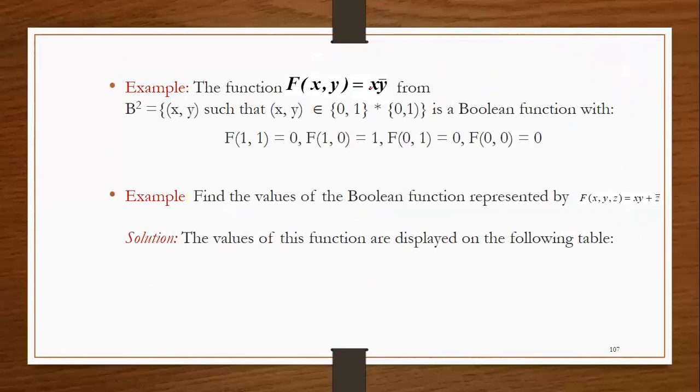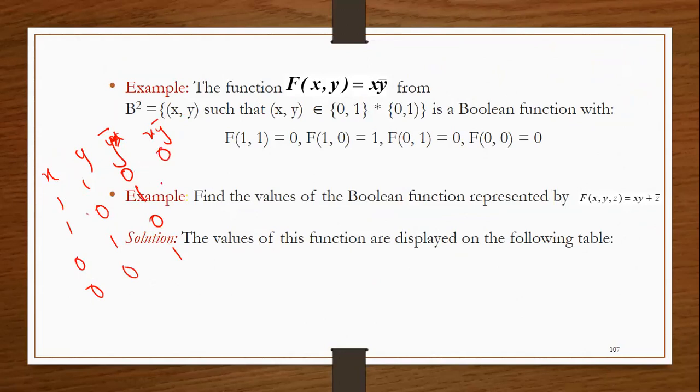The function f(x, y) = x y bar, from B squared, where x, y belong to {0, 1} and {0, 1}, is a Boolean function. So what will be the values? x value is 1 1 0 0, y value is 1 0 1 0. The function is given as x y bar, so I have to find y bar also. Y bar will be 0 1 0 1. Then what is x y bar? X into y bar. So 1 and 0 will give you 0.